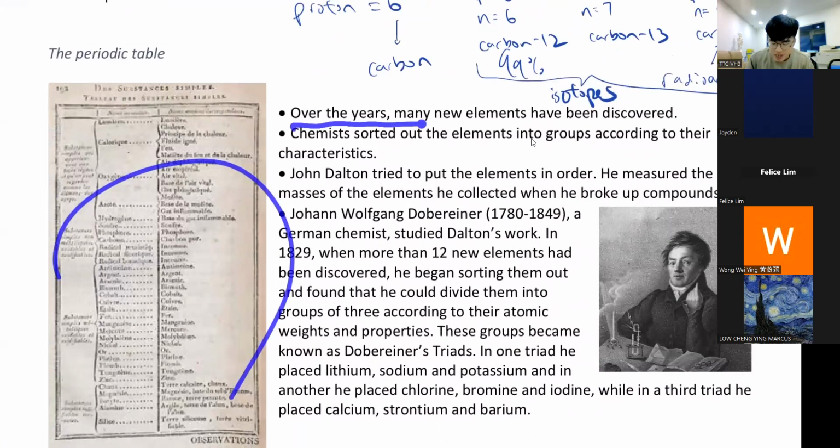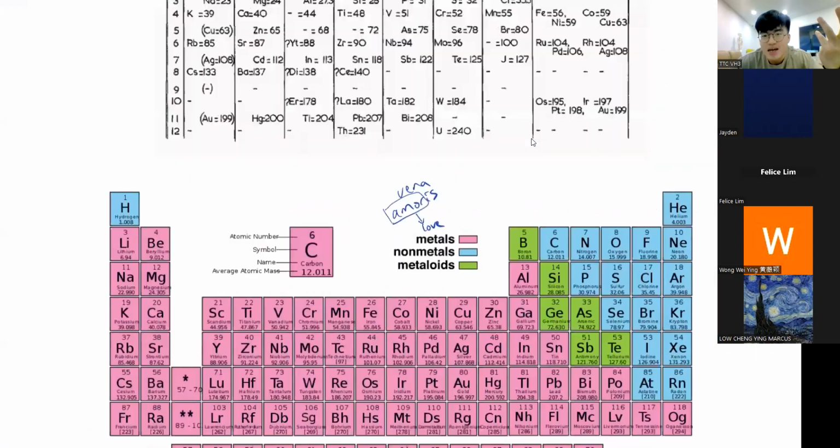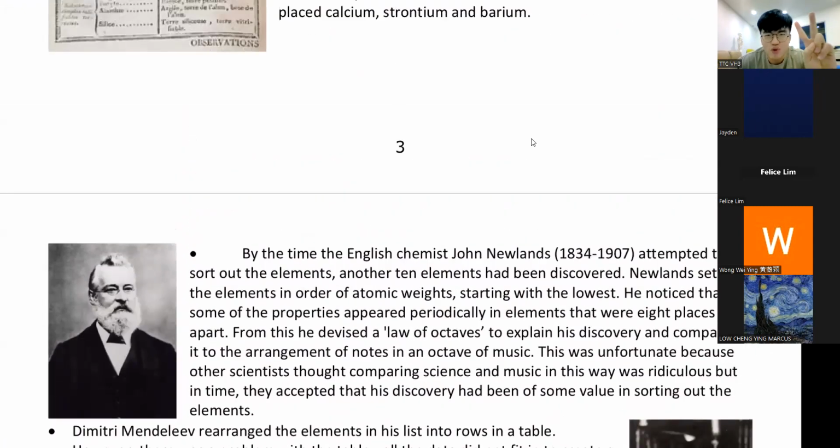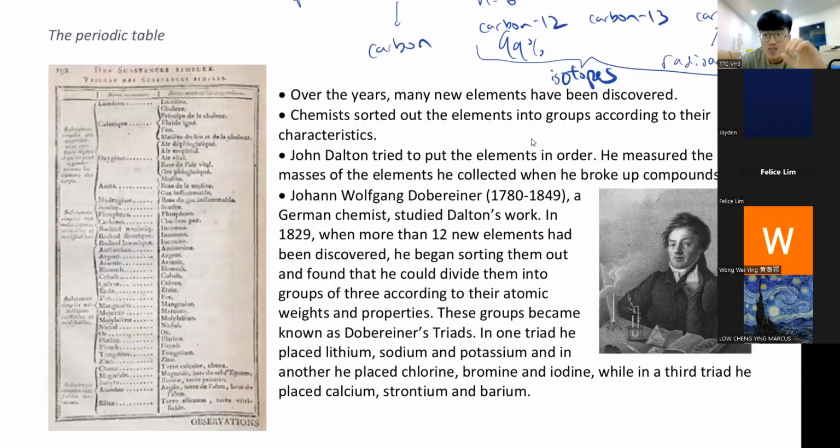Over the years, many new elements have been discovered. Imagine now you have 20 elements. Now we have 100-something elements, but back then you had 20. It's very hard for us to arrange those 20. We need some sort of table to put them into, right? But scientists had no idea how, so they just tried things out by trial and error. And this took years to develop.